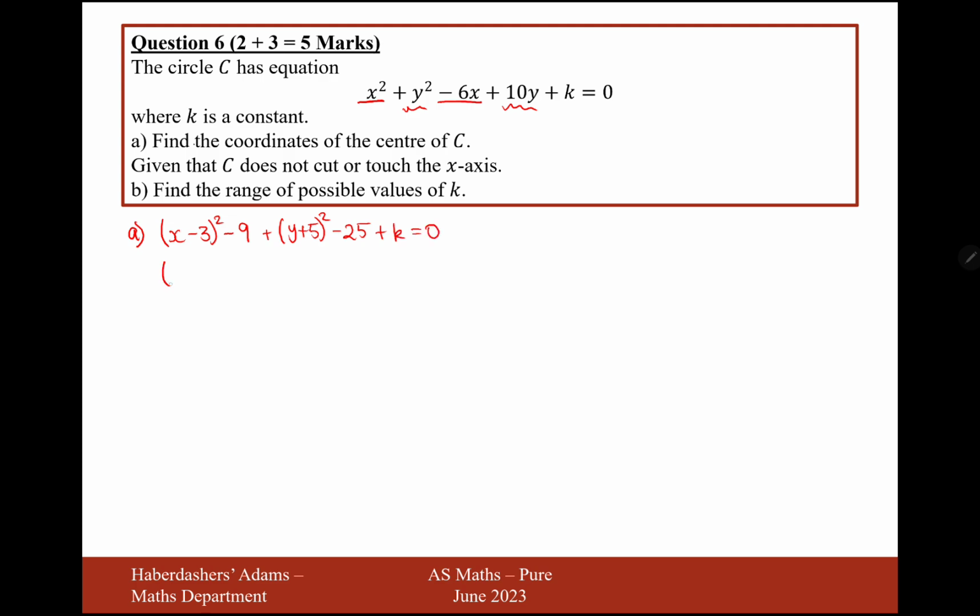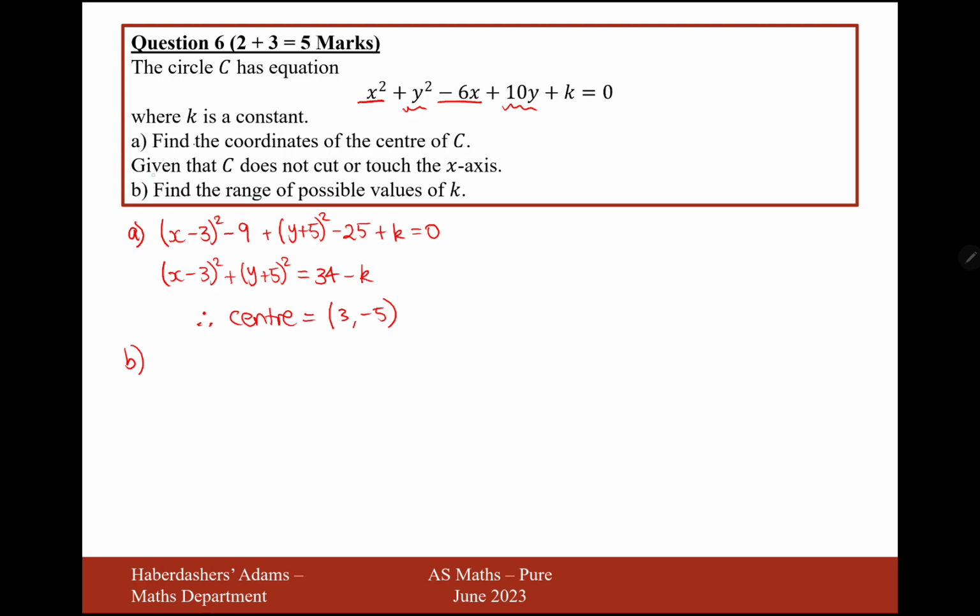Okay, so let's now tidy this up and move the numbers onto the other side. We're going to leave our 2 brackets on the left to make this look a bit more like a circle. The 9 and the 25 go onto the other side, so that's 34 minus k. So therefore, from this information, I can tell the centre is at (3, −5). So there we are. That's the answer for part A.